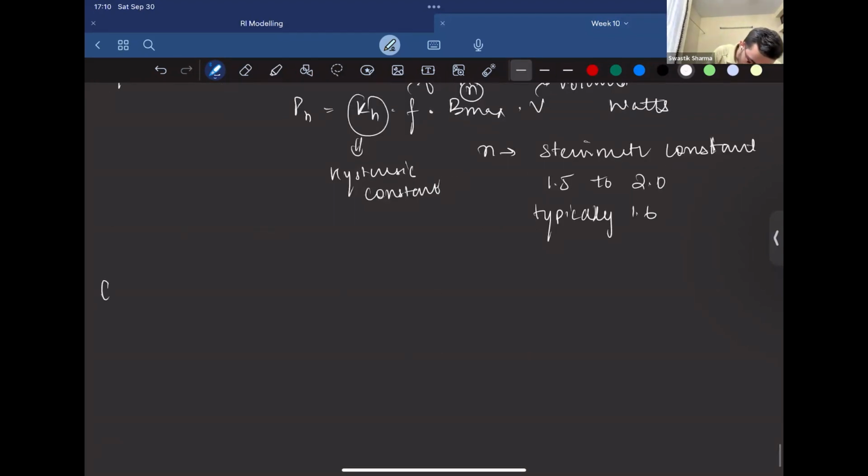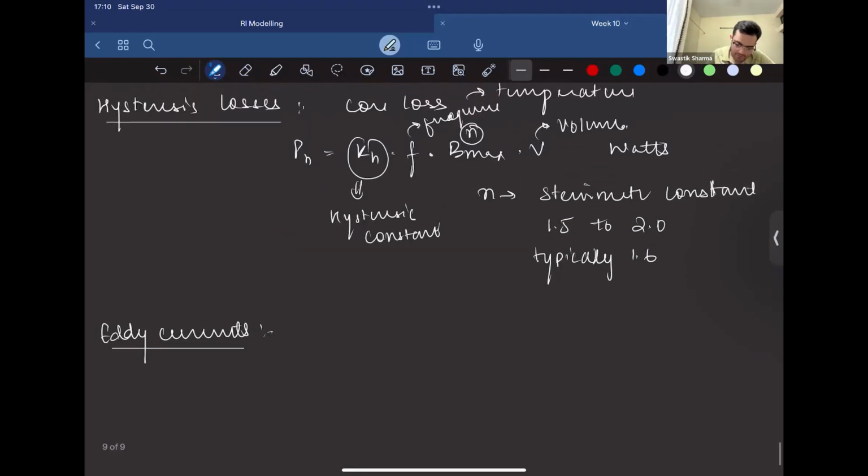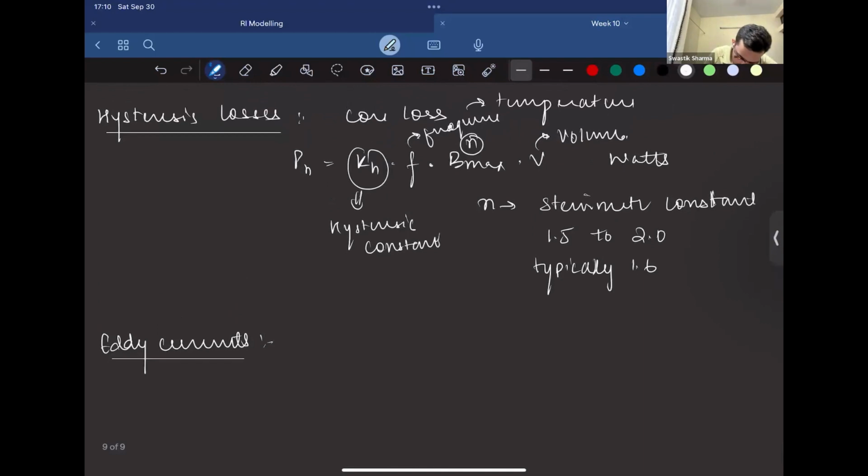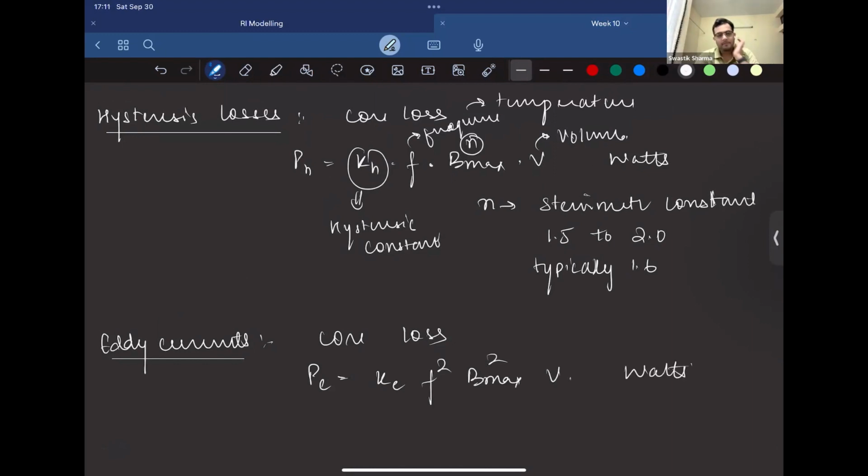There is one more thing called eddy currents. Eddy currents are revolving currents which are produced on a magnetic surface when it's energized. These currents also produce losses. This is also a kind of core loss, and it's given by K times f squared B max squared times volume, in watts. Right. So that's how eddy current losses look.